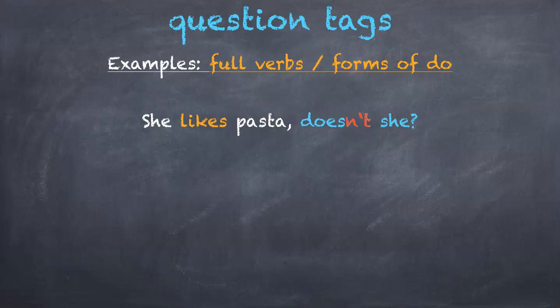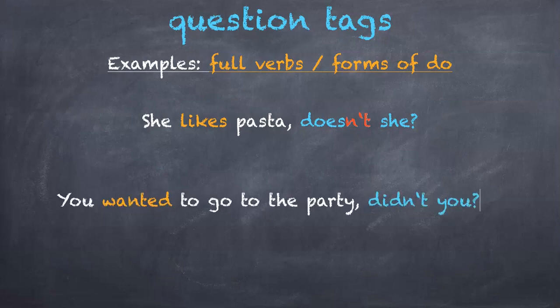Likes is also a positive sentence, so you have to use doesn't in negative in the question tag. You wanted to go to the party. Here we are in the simple past, because wanted is simple past. Wanted is also a full verb. It's not am, it's not is or was, because it's simple past. So you have to use did in the question tag, and you have to make it negative, so it's didn't.